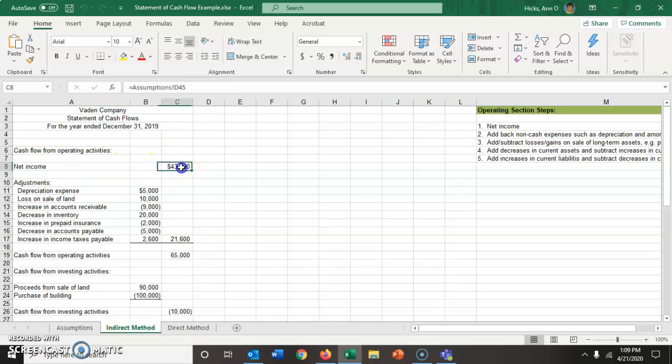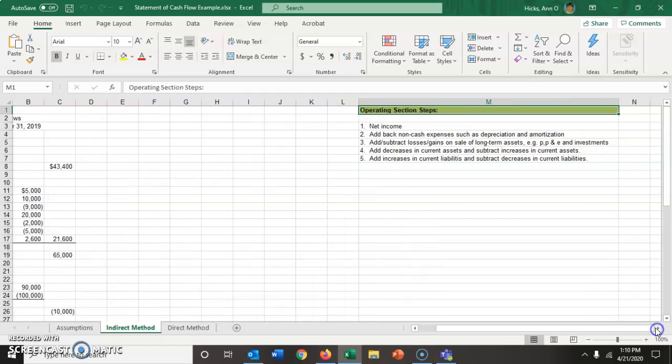So for the indirect approach for the cash flow from operating activities, you always start with net income, because as we talked about previously, the indirect approach in essence reconciles accrual-based net income with cash-basis net income. Over on the right of this worksheet, I've outlined the 5 steps that are involved in preparing the operating section. Let me walk through those, and then we will go through the statement for Vaden. As I mentioned, you start with net income. That will come directly from your income statement.